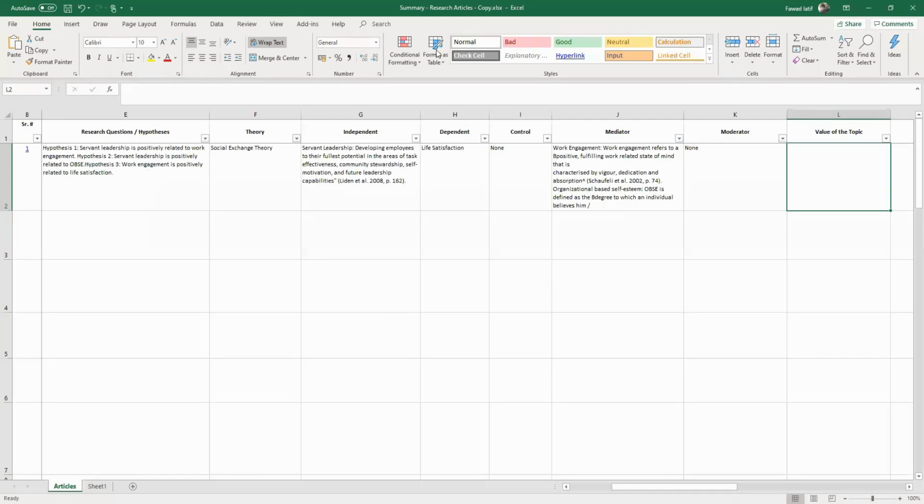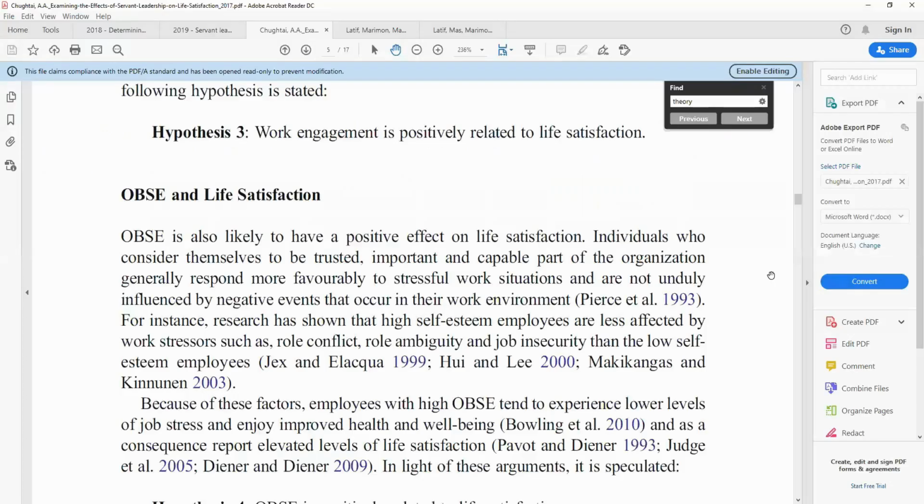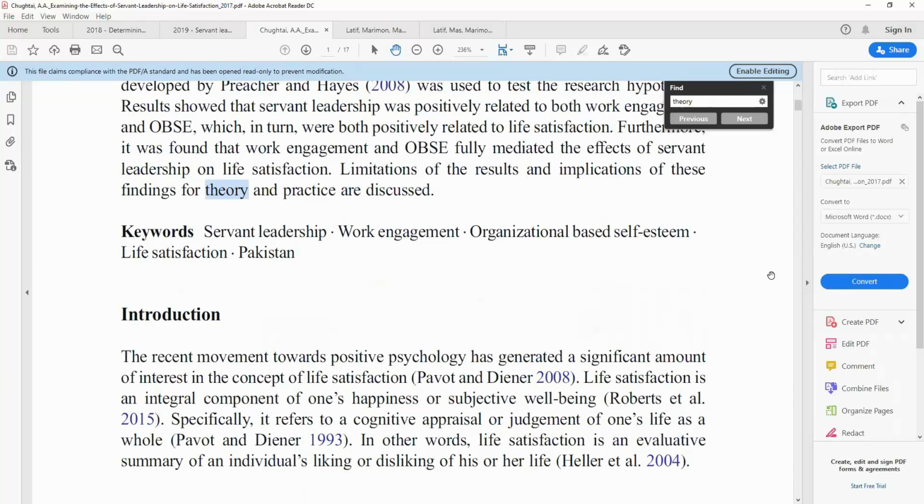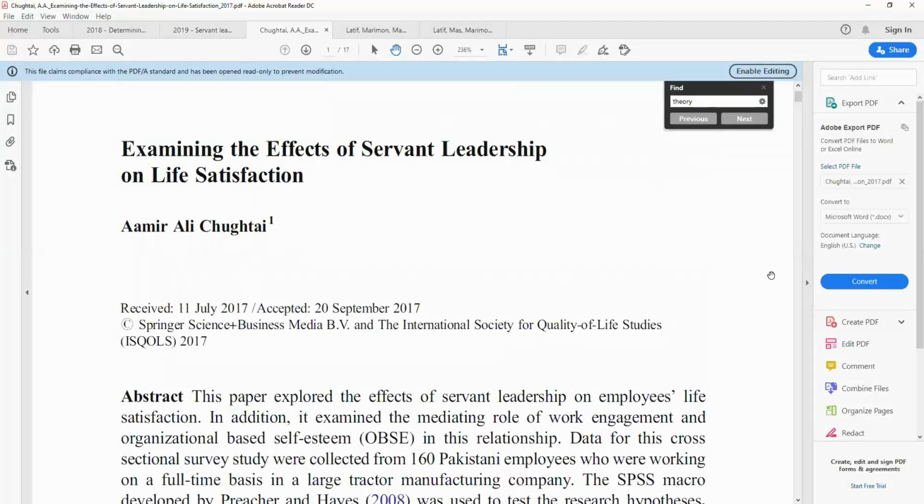Now, if we go back to the research paper and go right at the start of the paper, and let's see the introduction. So, no matter what research paper you read, a research paper will start its introduction with the value, with the need of the topic. Why a particular topic, a particular area should be studied. Now, in this case, the research is focused on examining the effects of servant leadership on life satisfaction.